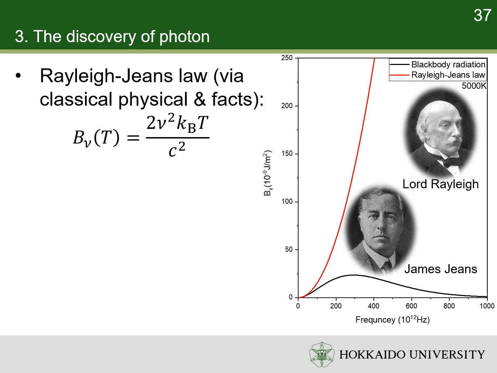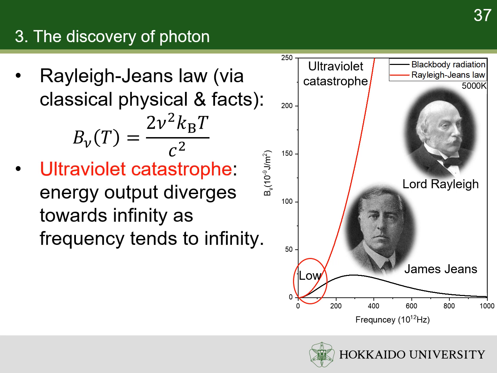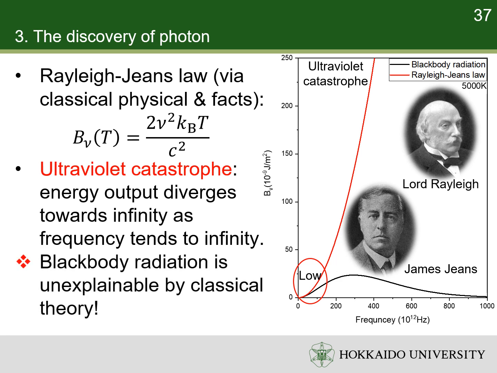In 1905, Lord Rayleigh and Sir James Jeans derived the Rayleigh-Jeans law based on classical physical arguments and empirical facts. It agrees with experimental results at low frequencies but strongly disagrees at high frequencies. This inconsistency between observations and the predictions of classical physics is commonly known as the ultraviolet catastrophe because it predicts an energy output that diverges towards infinity as frequency tends to infinity. The Rayleigh-Jeans law revealed an important error in the physics theory of the time.